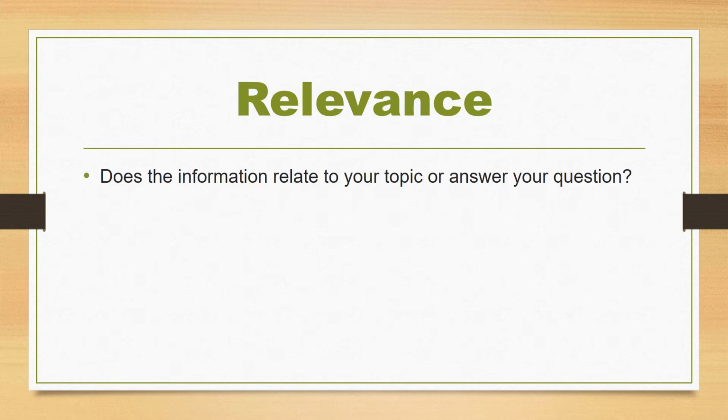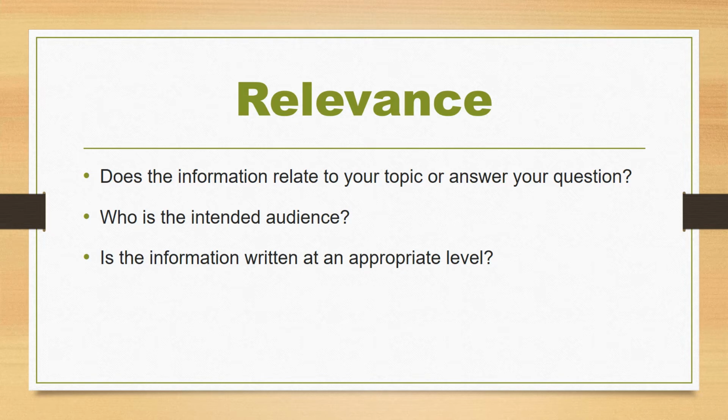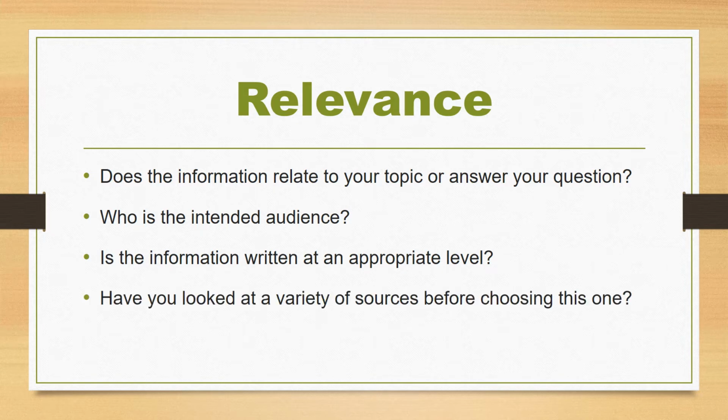Relevance. This one's kind of easy. It's obvious, right? Does the topic of the article or website relate to what it is that you want to write about? But we're also talking here about who the intended audience is. I did once have a student who used a 5th grade website as a source for his college level research paper, which was not ideal because it was written by 5th graders. Is the information written at the appropriate level, right? That's another example of that as well.